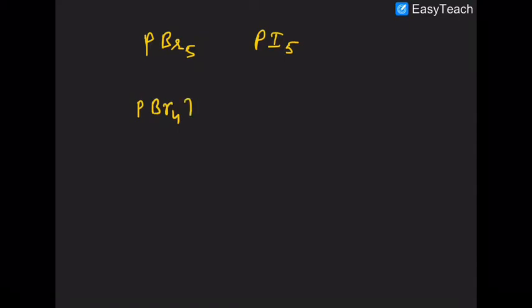PBr5 and PI5 also exist in ionic form, but in a different manner. PBr5 exists as PBr4 plus and Br negative, while PI5 exists as PI4 plus and I negative.